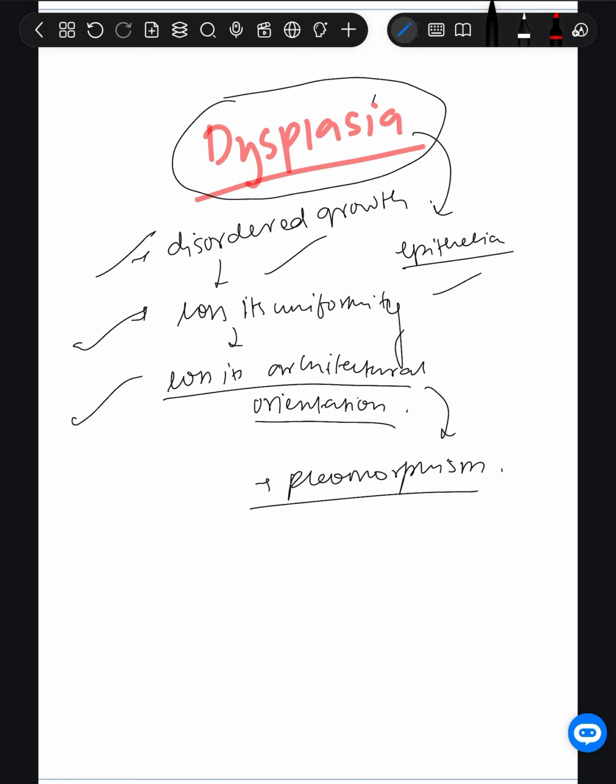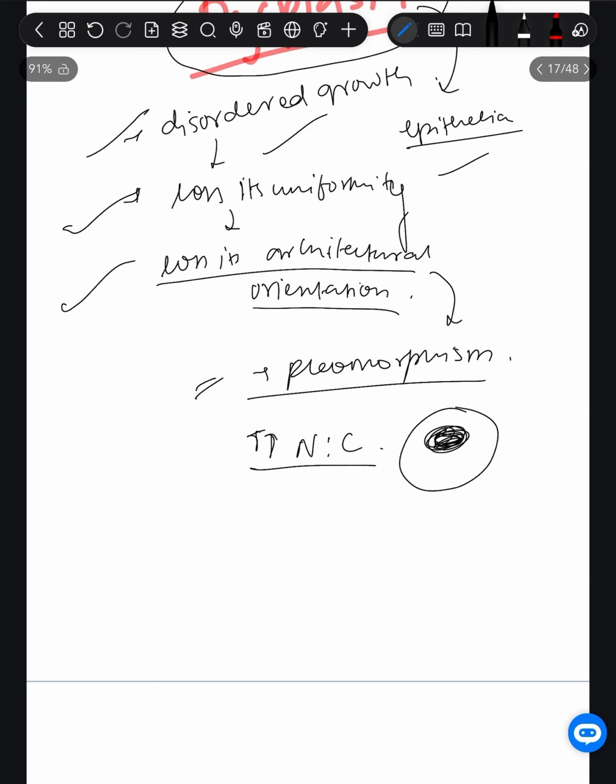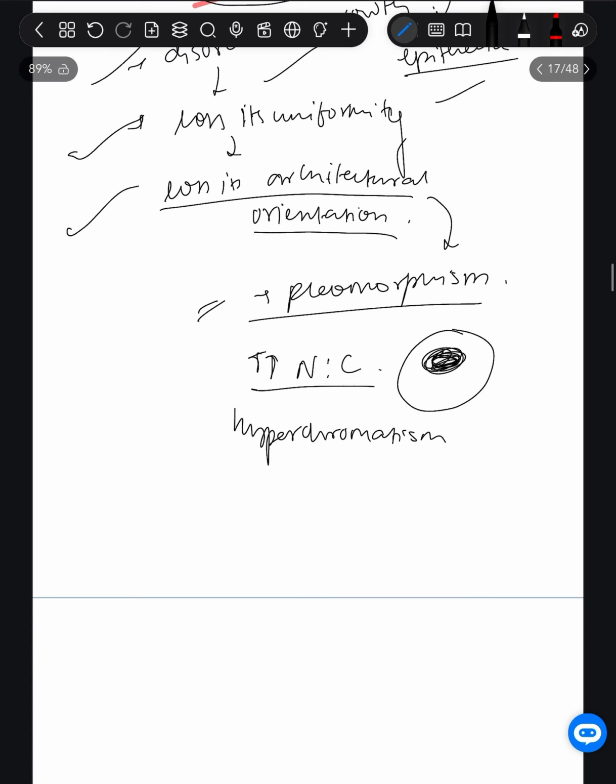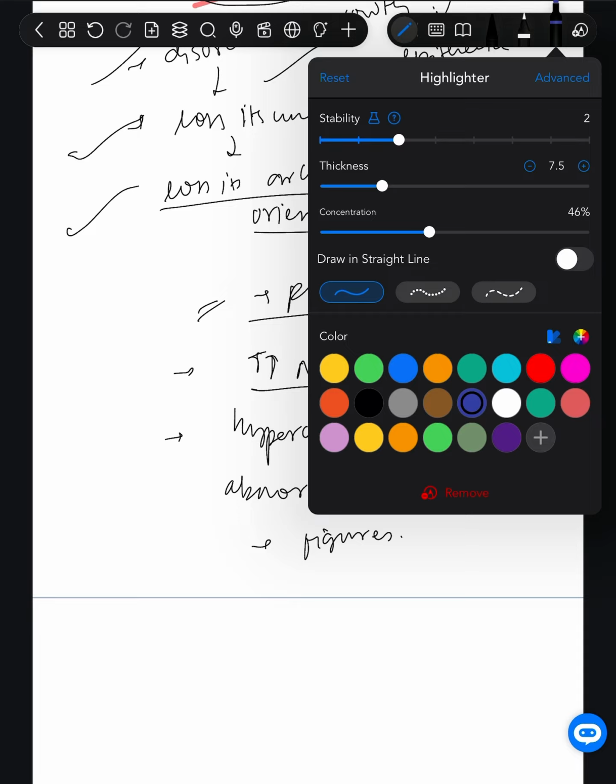And every time I say that it is pleomorphic, I associate it with increased nucleus to cytoplasm ratio. If you have not watched the video, please watch it, I've explained it very nicely. This big of a nucleus it is having. Then what else? We have hyperchromatism, of course. Then what else? We have abnormal mitotic figures. Okay, this is what I mean by loses uniformity, loses architectural orientation, all of these things.